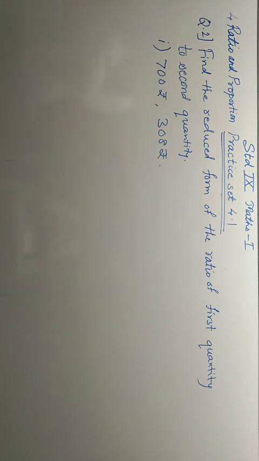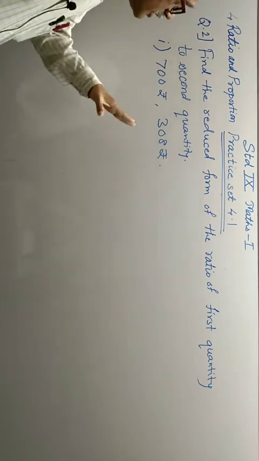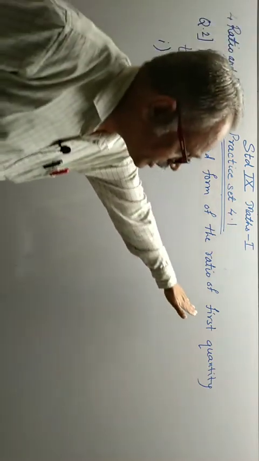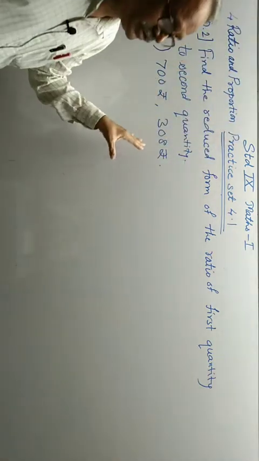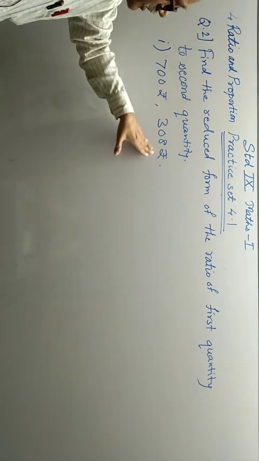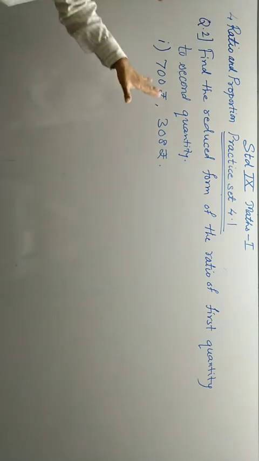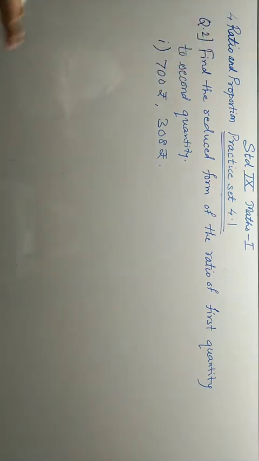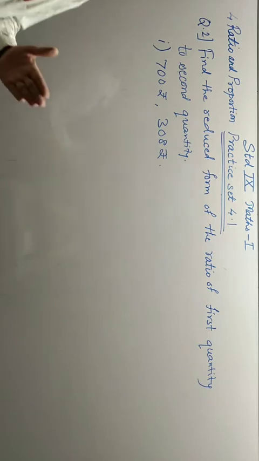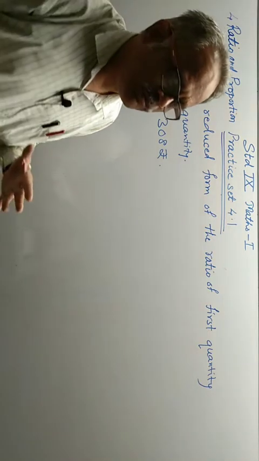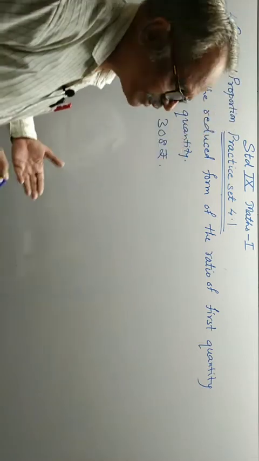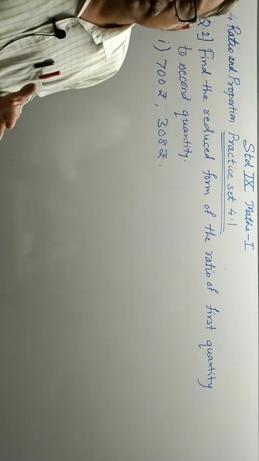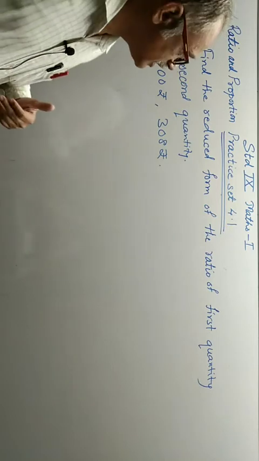Now the second question is similar to the first, the only difference is that in the first there were only numbers, here there are quantities. Quantity means number with unit. If the unit is the same, it is easy to do. If it is different, we have to convert it into the same unit and then only take the ratio. Ratio can be taken only if units are the same. For example, if one is kg and another in gram, both must be converted in gram. If one is rupees, other in paise, both must be converted in paise. Then only we can take the ratio.